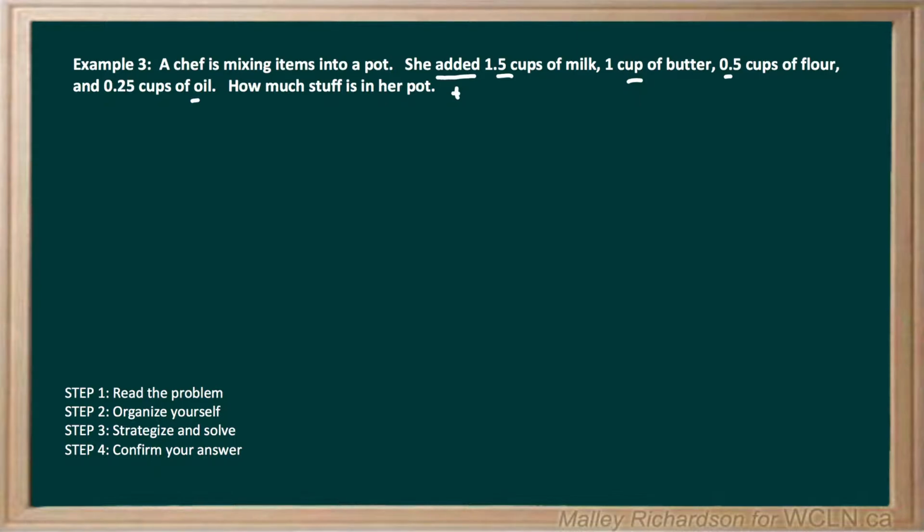So now let's solve our question. Because she added all these, that means we have to add all of these numbers together. So we are going to add 1.5 plus 1 plus 0.5 plus 0.25.